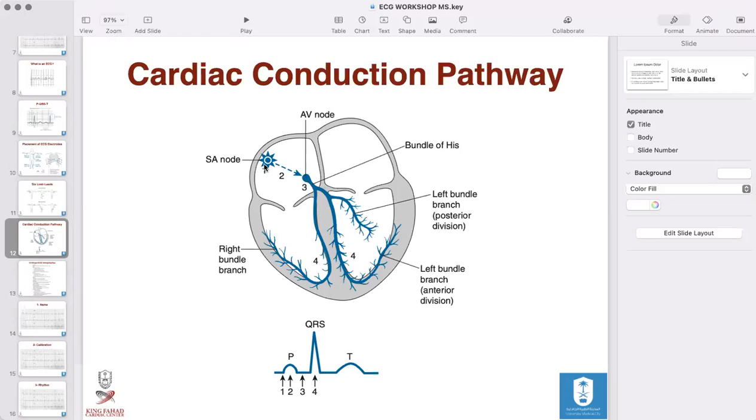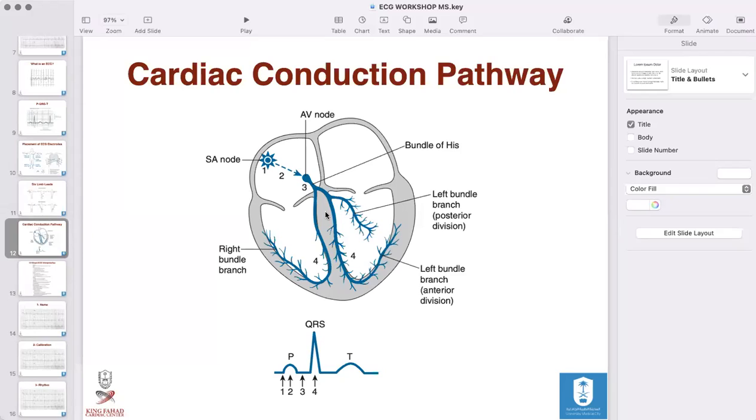For example, if the SA node starts not to fire, or fires at a low rate, then the AV node will try to fire. The same goes with the bundle of His, which is a big cable that comes out of the AV node, and then divides into the right bundle branch and the left bundle branch. The left bundle branch divides into two divisions, the anterior fascicle and the posterior fascicle. Why is it important to mention that division?